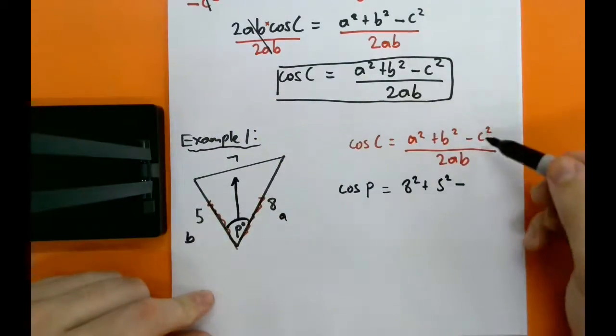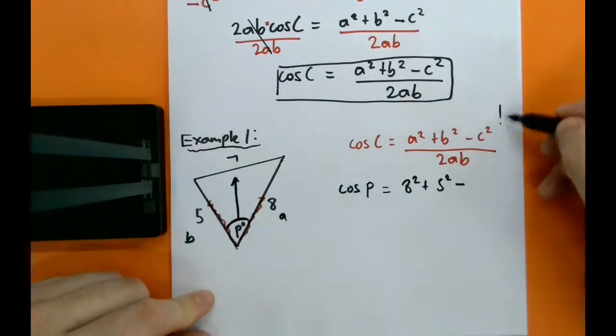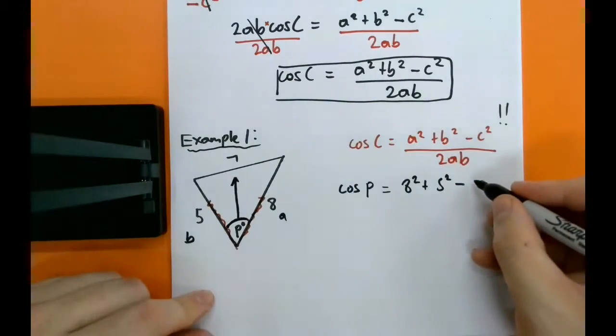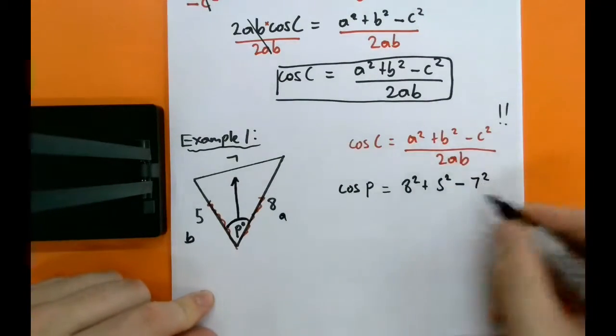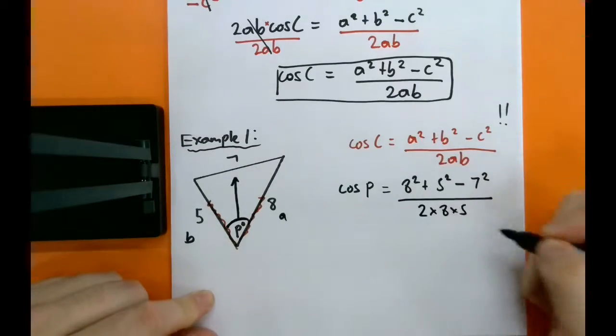Okay, so this side that we subtract off is always opposite the angle that we are trying to find. Always. Cannot stress that enough. Always opposite the angle that we're trying to find. And in that particular case, that will be 7 squared, all over 2 times 8 times 5.